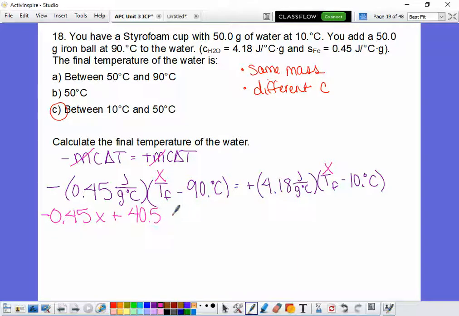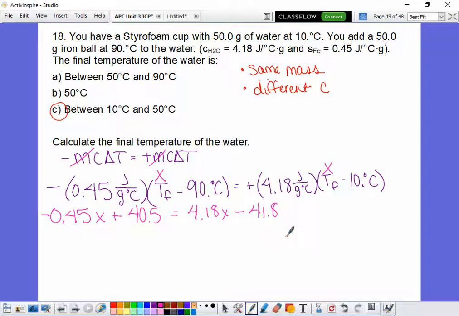So we're done with the left side. Now for the right side, we're going to distribute 4.18 through. So we're going to have 4.18x minus, what's 4.18 times 10? 41.8.